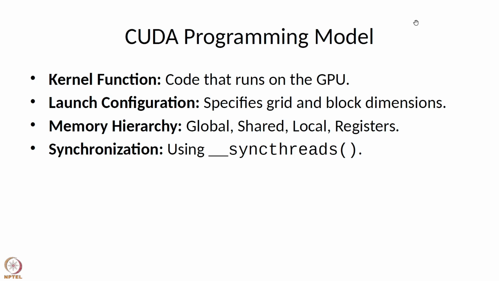Typically the programming model contains the following. You have a kernel function, the bit of code that actually runs on the GPU, which is massively parallel. You then have a launch configuration which specifies the grid and the block dimensions. You also have to understand that there is a memory hierarchy: you have global memory, shared memory on the device, local memory, and finally registers. You also have synchronization. Remember, we're doing all this on a parallel device, and different threads could run at different speeds because they might be working slightly harder or less hard based on the algorithm. So you need to synchronize threads using the __syncthreads function.